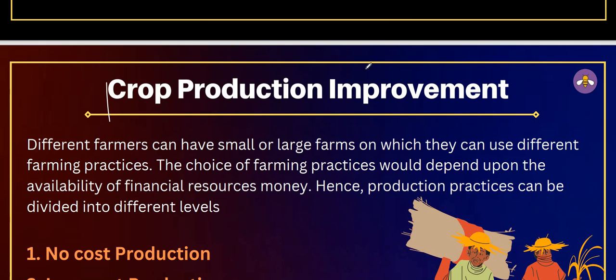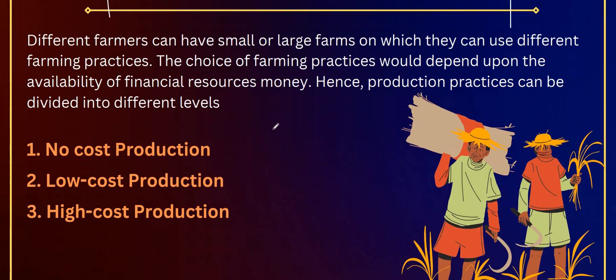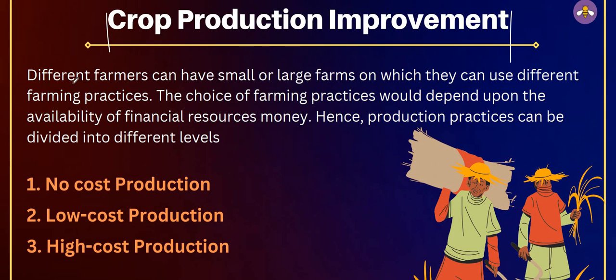Crop production improvement. How can you improve the production of your crops? So see, different farmers have different types of land. Let's say small land, large farm. So they can use different farming practices as well, because in small land you will get small yield, in large land you will get large yield. But if you want very huge yield in a small farm, then you can definitely use several chemicals, which means fertilizers, high yielding variety seeds and many more. The choices of farming practices would depend upon availability of financial resources, money.